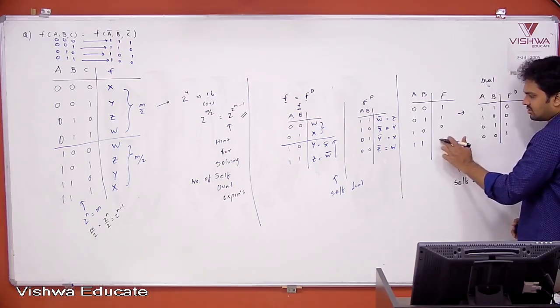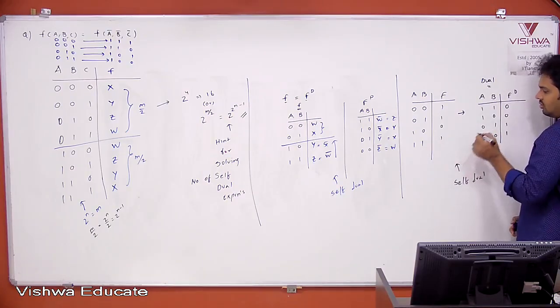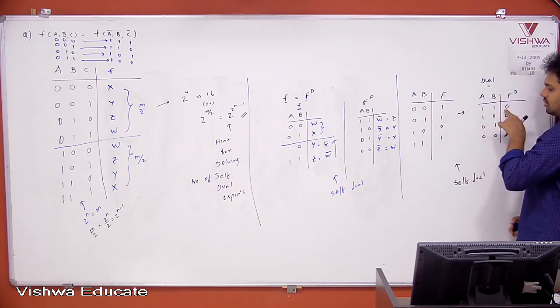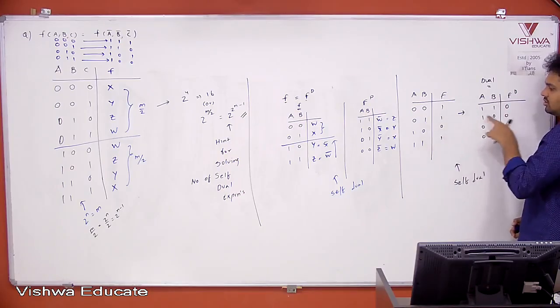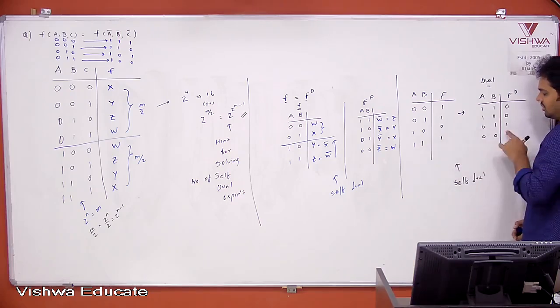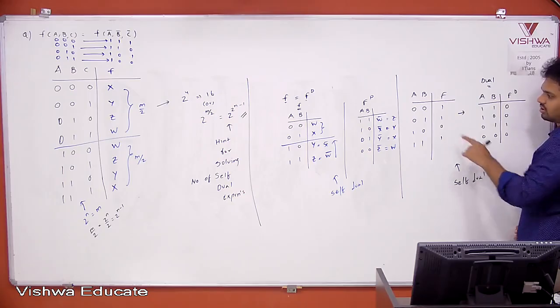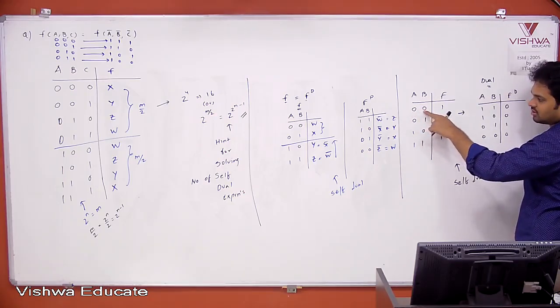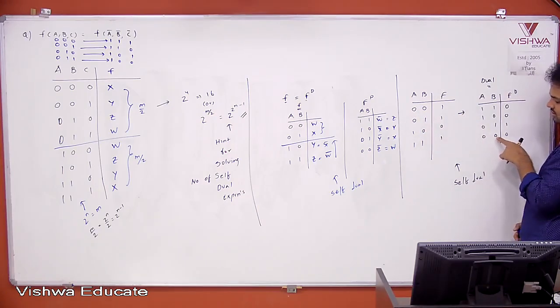Suppose I change this. Now 0 0 1. Okay, 1 1 0. 1 0 0. 0 1 0 1. Here 1 1 1 means the 0 0 will come. Now is it self-dual? No. Here in the original function, 0 0 is 1. In the dual, 0 0 is 0. So it is not self-dual.